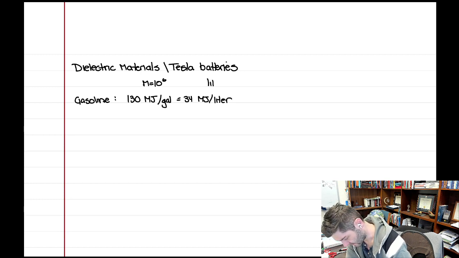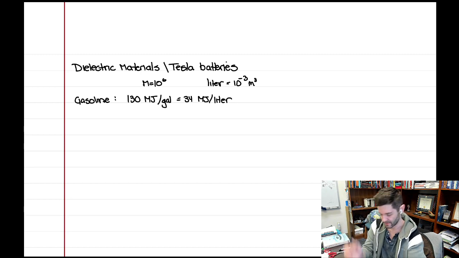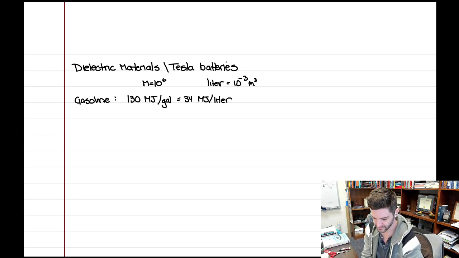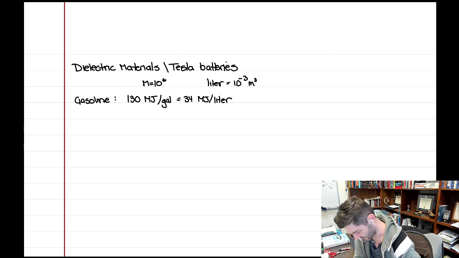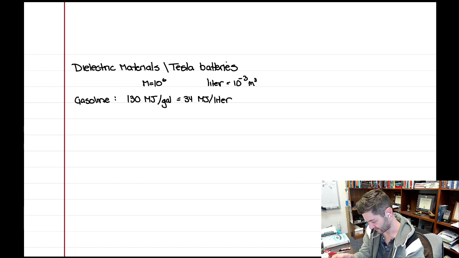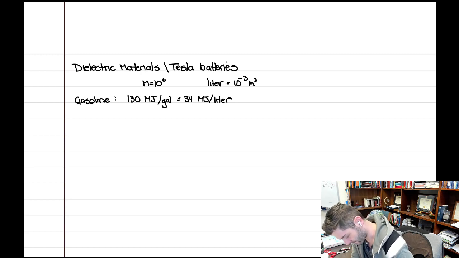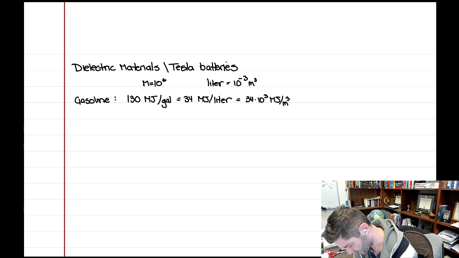And since a liter is 10 to the minus 3 meters cubed, that is the actual volume of a liter. Think of a 2-liter pop plastic bottle. Half of that is roughly 10 to the minus 3 times 1 meter times 1 meter times 1 meter. So then, if I divide by 10 to the minus 3, that's 34 times 10 to the 3 megajoules per meter cubed, or that's 34 gigajoules per meter cubed.